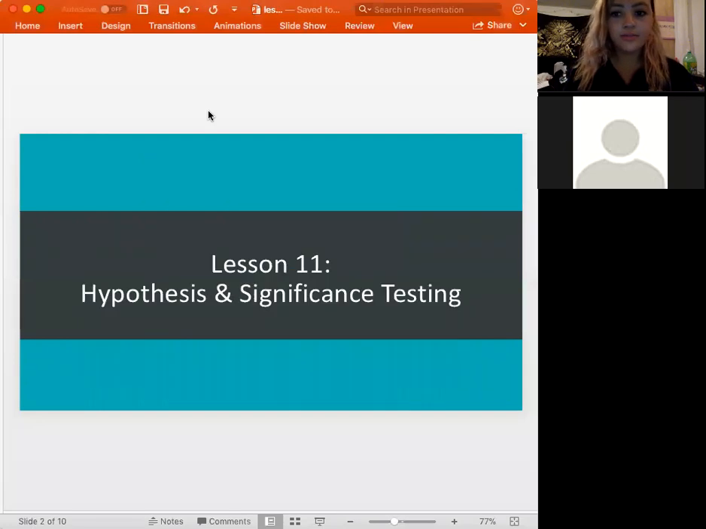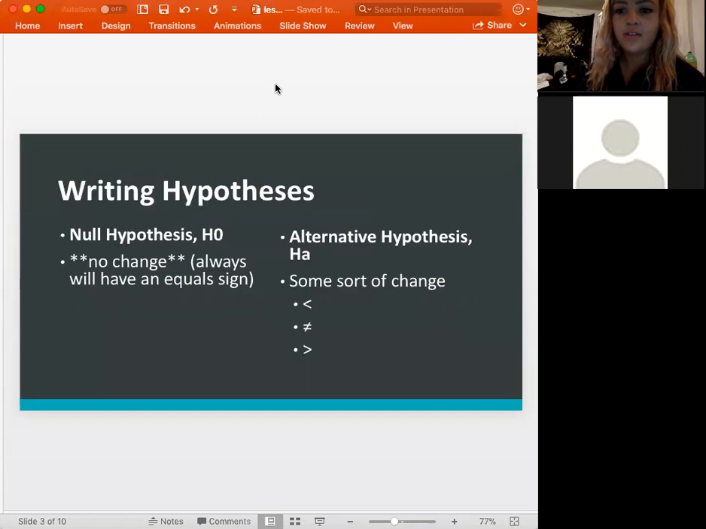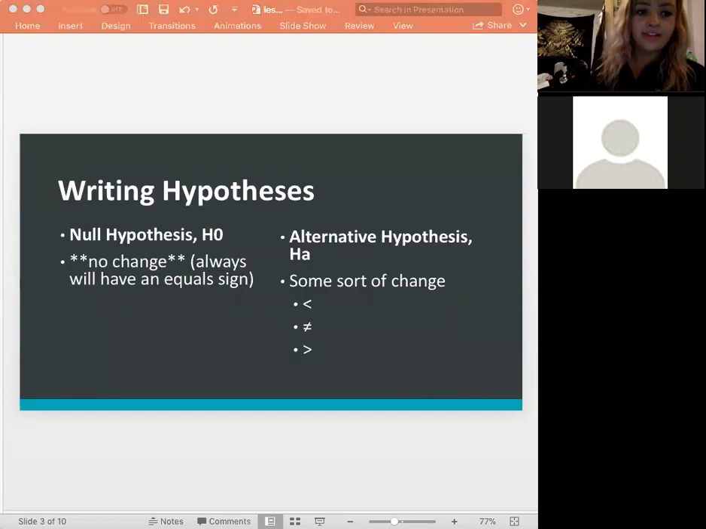Let's get to it. We're going to talk about hypothesis testing. This is one of the most fun parts of the semester, I think, because you remember in science class, you had those hypotheses, an educated guess, as they would call it. Well, we're going to make you even more educated for your guesses. So let's peep this. We've got writing hypotheses.